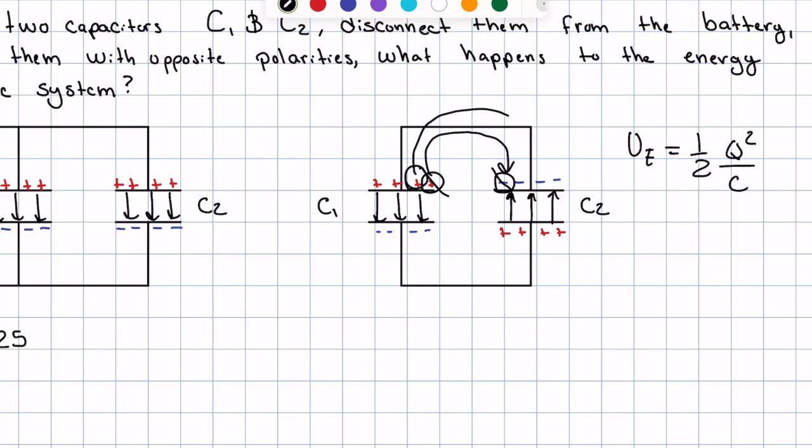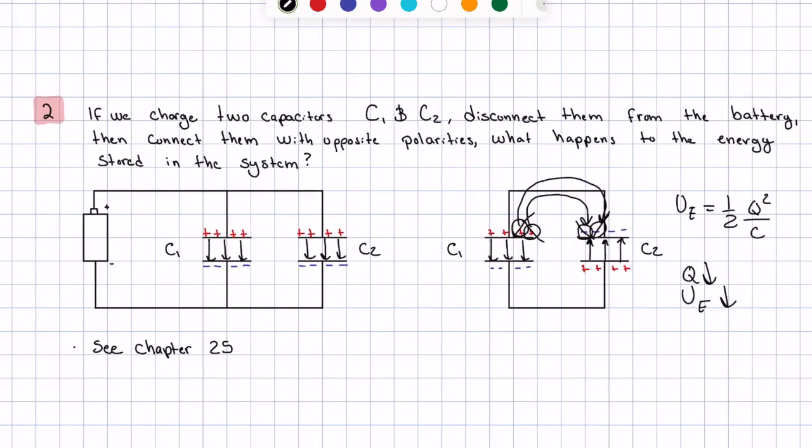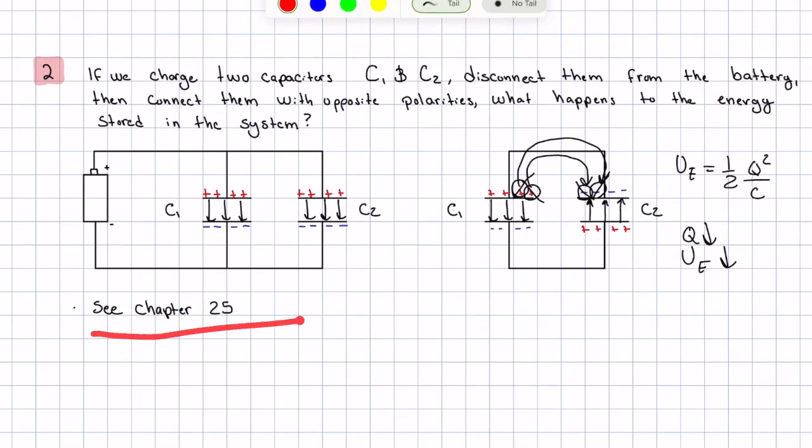Those charges still exist, sure, but there's no net positive or net negative. Same thing for this one. It feels this attractive force and it cancels its net charge out with another one. So Q is going to decrease, and because Q decreases, UE decreases. Okay, so if you're struggling with this, go see chapter 25 that talks about capacitors.